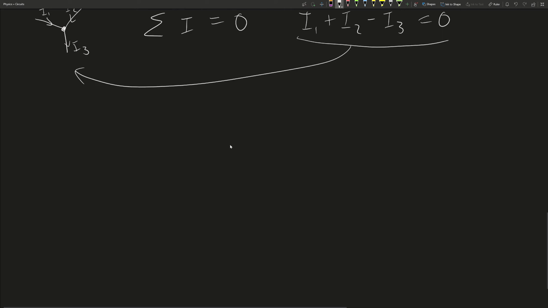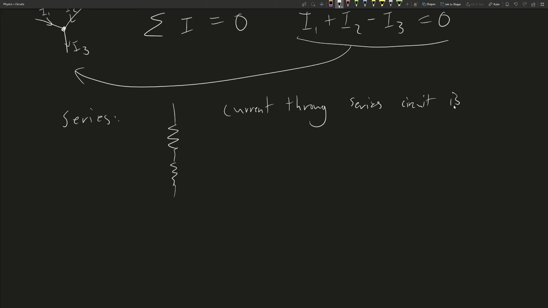Now this has one really easy to see implication, and that is for a series circuit. A series circuit describes when components are connected in line like this. So this is a series circuit with two resistors. What that says about a series circuit is that the current through a series branch is constant. So if you have multiple resistors here, R1 and R2, the current through the first resistor and the current through the second resistor are equal. So I1 equals I2. And why is that the case?